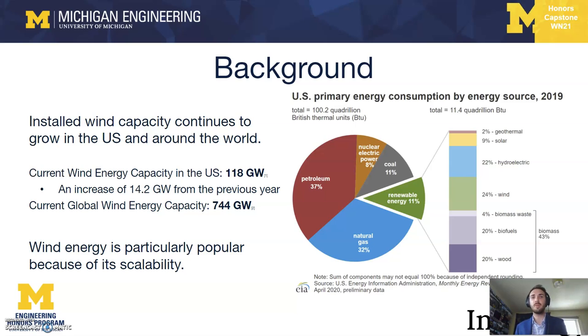As a result of this, wind capacity continues to grow in the US and throughout the world at a rapid pace, with the current wind energy capacity in the US being approximately 118 gigawatts and the global capacity being approximately 744 gigawatts. In the US, wind energy makes up about a quarter of all renewable energy capacity. So with an increased capacity comes an increased need to further understand and quantify the long-term turbine health and performance.